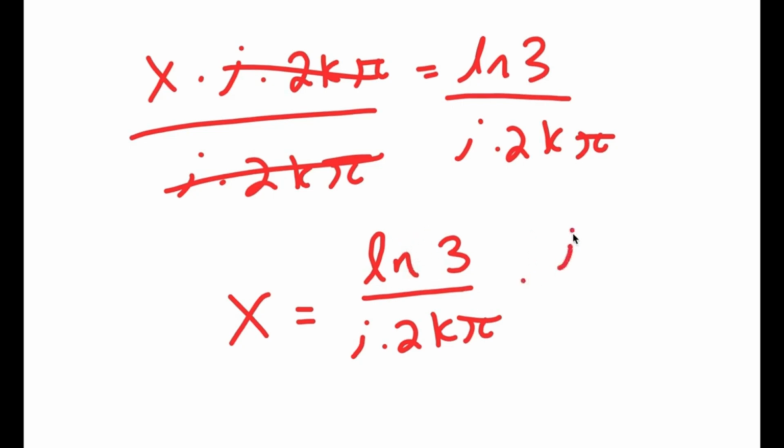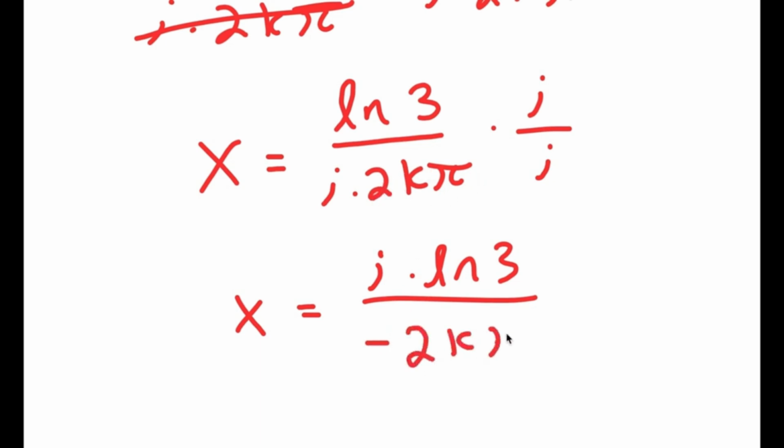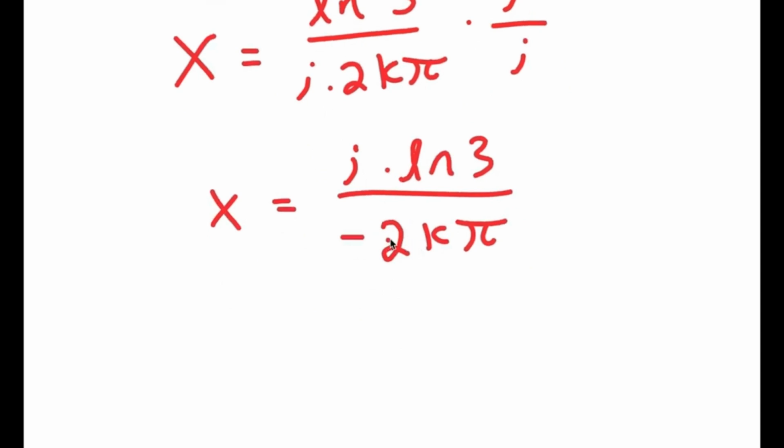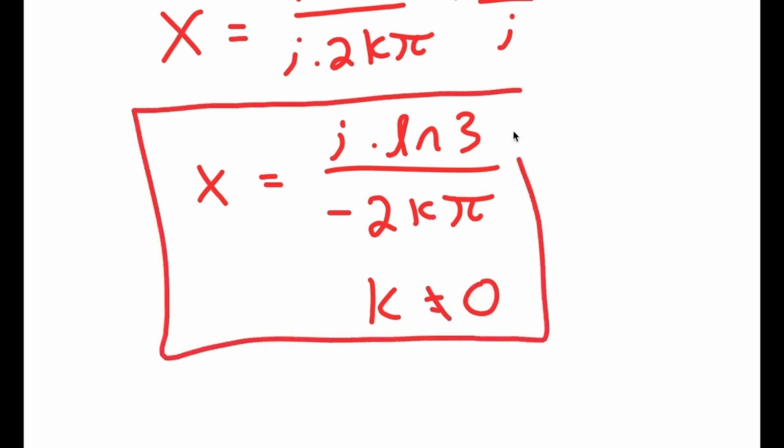Now I'm going to multiply this by i over i, which is the same thing as 1. So I get x is equal to i times ln 3 over i times i squared, and if you guys already know, i squared is equal to negative 1, so over negative 2k pi. And k, in this case, can't equal 0, because if k is 0, this wouldn't work. So this is my solution to this equation.